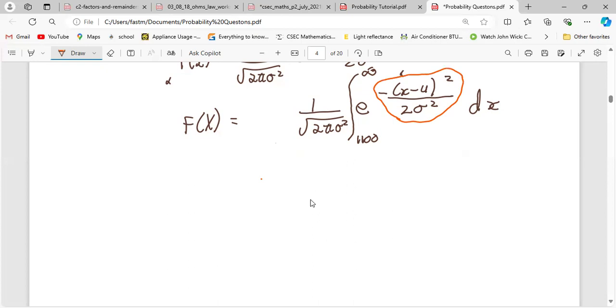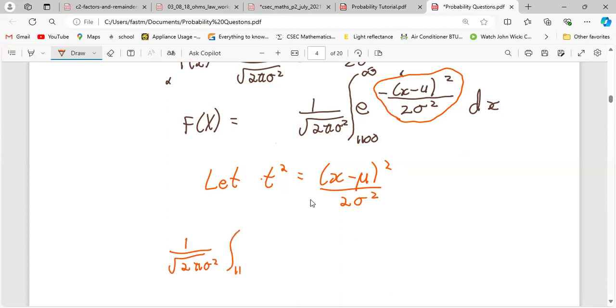All we need to do that is let t squared equal to (x minus mu) squared on 2 sigma squared. All right, so you can make a nice big substitution here. So you end up with 1 on the square root of 2 pi sigma squared, integral, and you end up with e to the minus t squared dx. So that's the first piece.